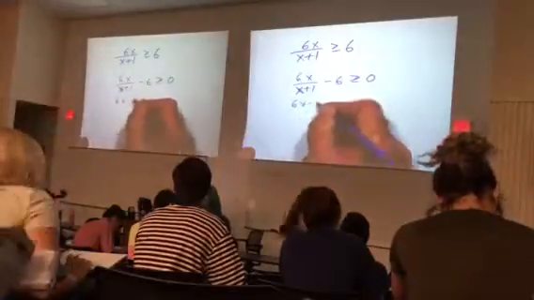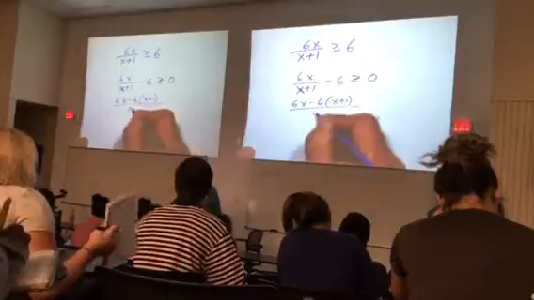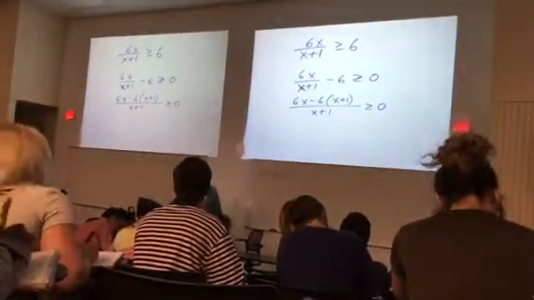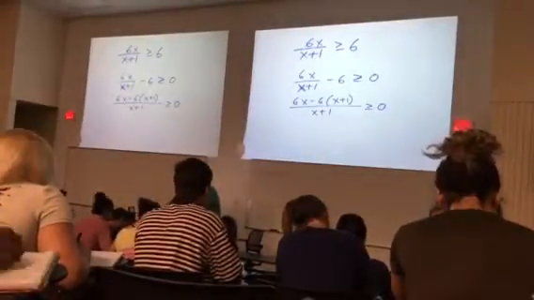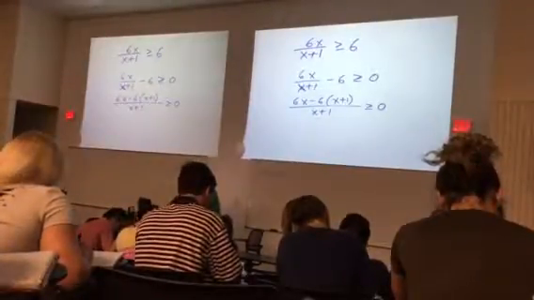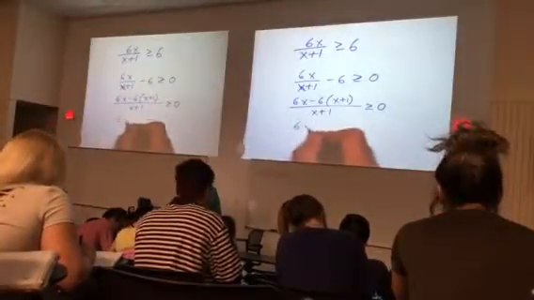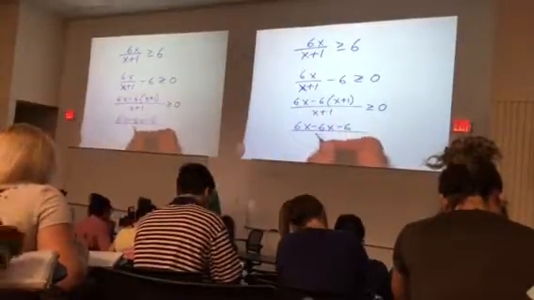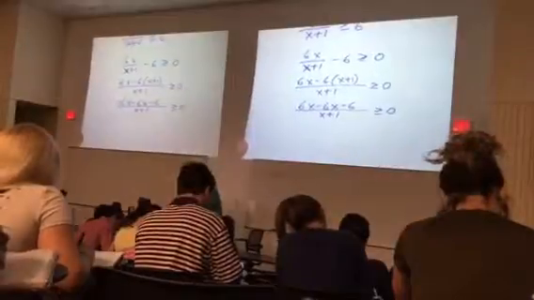Add them together, so I take that negative 6, multiply by our common denominator, put it all over that common denominator. Multiply through: 6 minus 6x minus 6, over x plus 1, greater than or equal to 0.